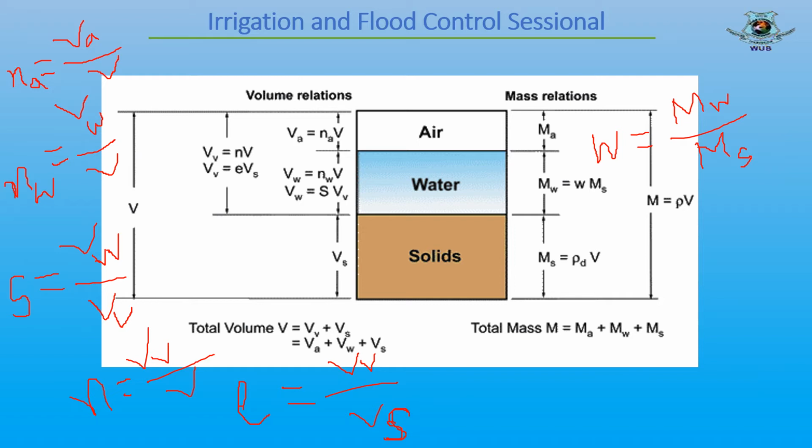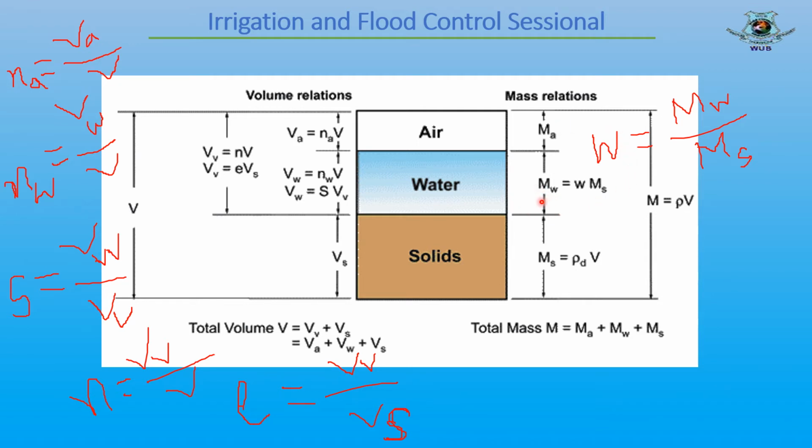So from this equation we can get volume of voids Vv equal to e into Vs, and this V represents the total volume. And this side represents the mass of the constituents, and here some relations have also been built up. This is the mass of air Ma, and the value of Ma will be 0, as we know the mass of air content is 0.